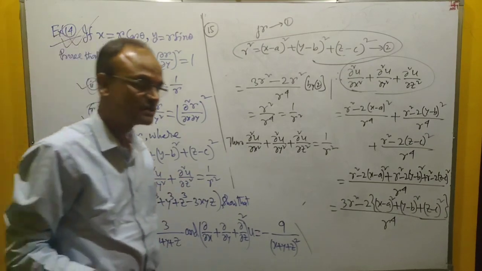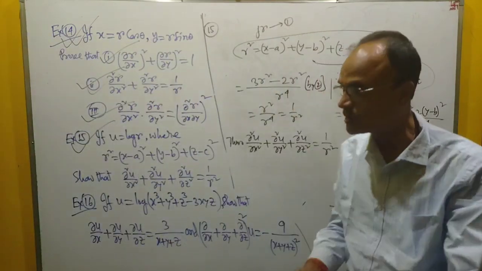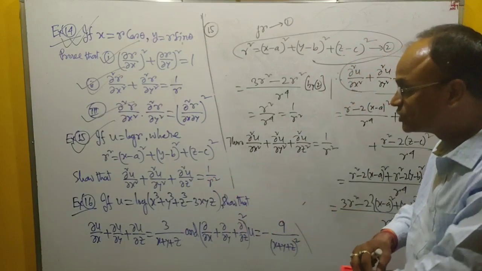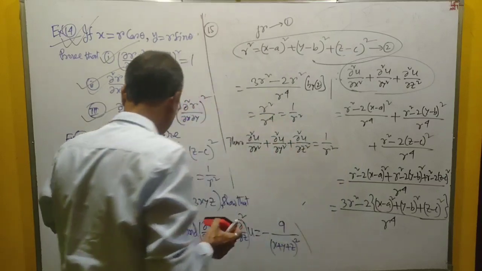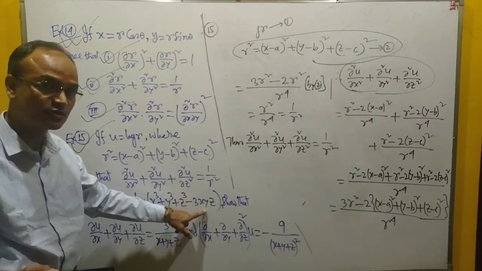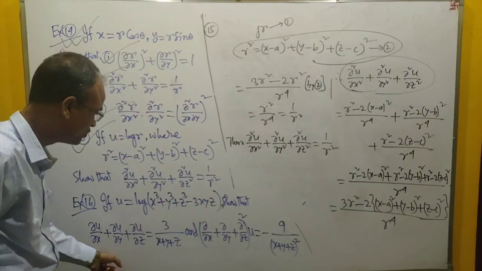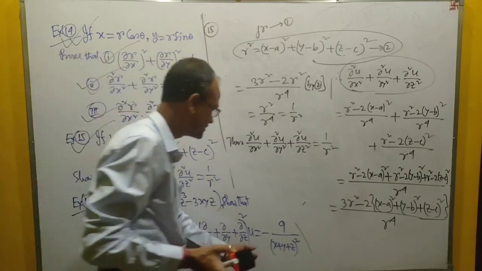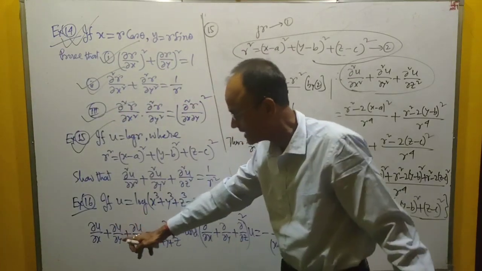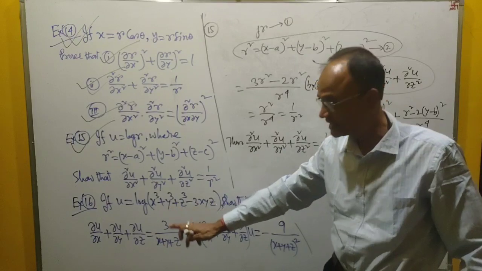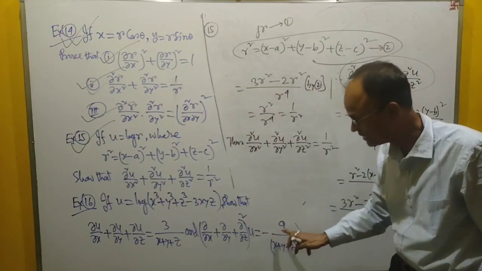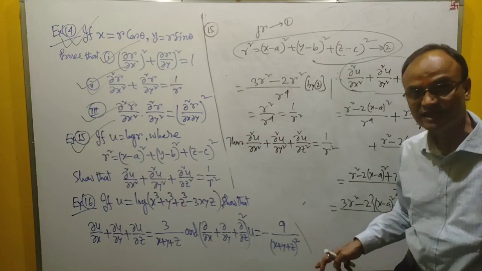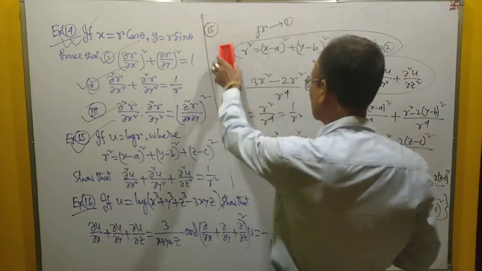Now, let us try to solve the question number 16. Question number 16. What is it? U equal to log of x cube plus y cube plus z cube minus 3xyz. Then we have to show these two things. Del u by del x plus del u by del y plus del u by del z equal to 3 by x plus y plus z. Also this is equal to minus 9 by x plus y plus z whole square. Let us try to solve this problem.